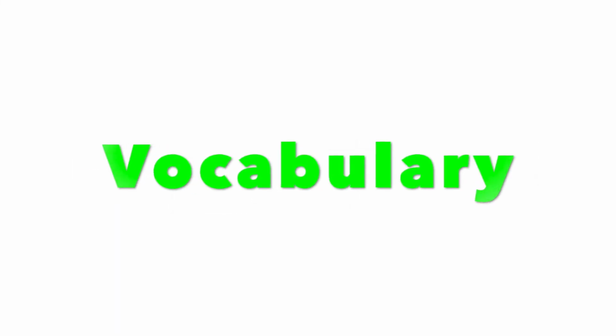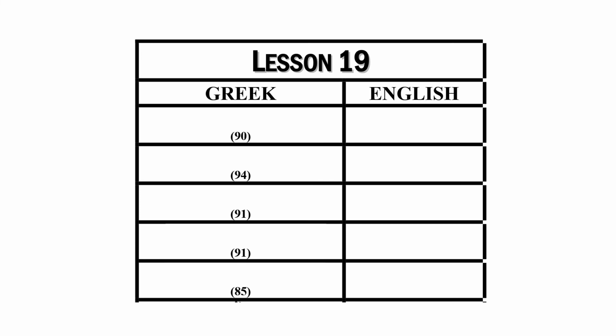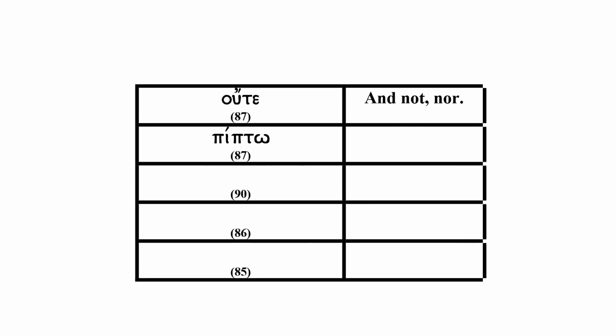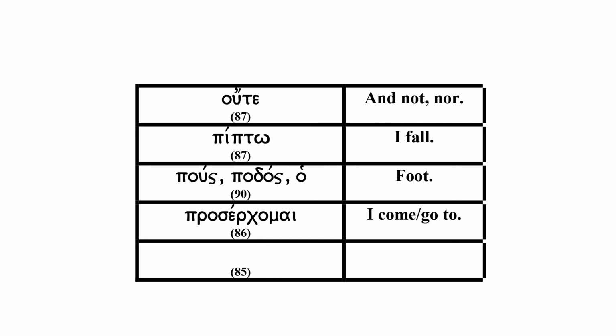How about our vocabulary words for units 19 and 20? Akelutheo, I follow. Enopion, for. Thalasia, sea or lake. Kathemai, I sit. Kairos is time. Ute, and not or nor. Pipto, I fall. Pous or podos, foot. Pros erkomai, I come or go.